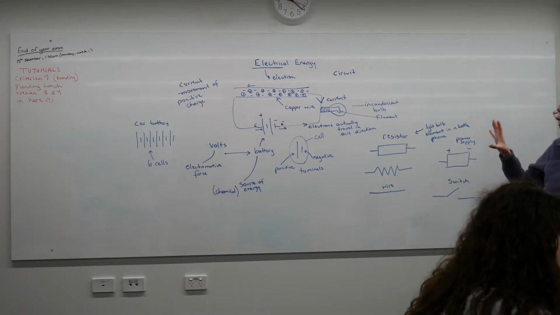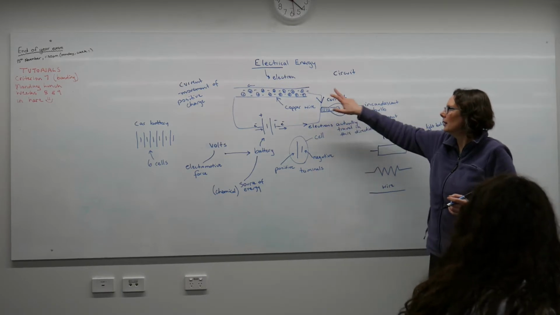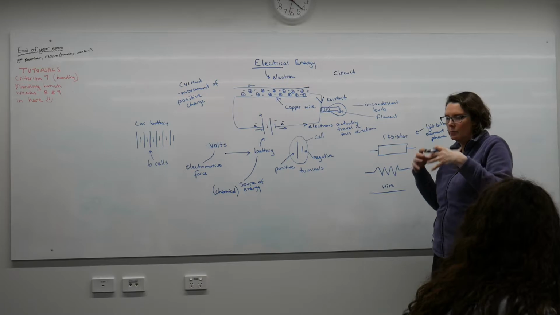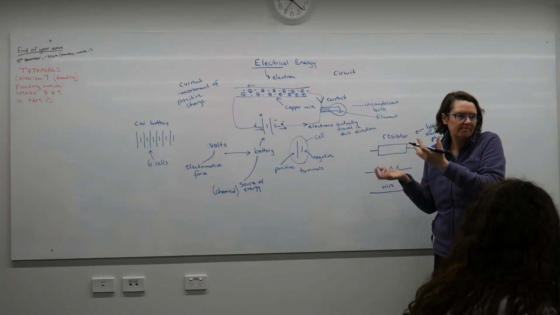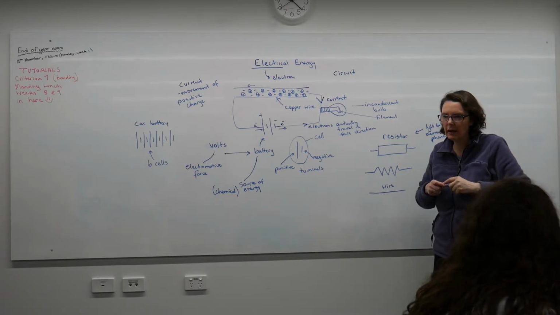Now, if you open the circuit there, then their movements are random. What we need to have for us to have current is for there to be a movement in one direction. Does that sort of sound okay, reasonable?